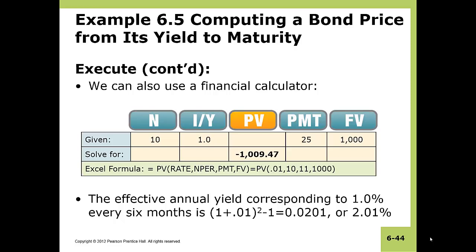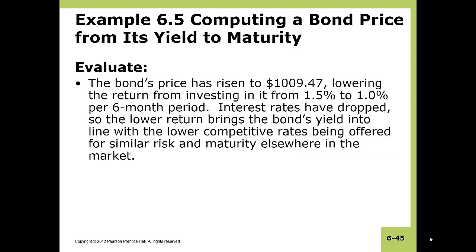Note with this, the bond's price has risen to $1,009.47 because the interest rate dropped, lowering the return from investing in it from 1.5% to 1% per 6-month period, or 3% to 2% for a whole year. Interest rates dropped, so the lower return brings the bond yield into line with the lower competitive rates being offered. We get into this a little bit later, but the lower the interest rate, the higher the bond price. I know it kind of seems weird, but just hang in there with me.